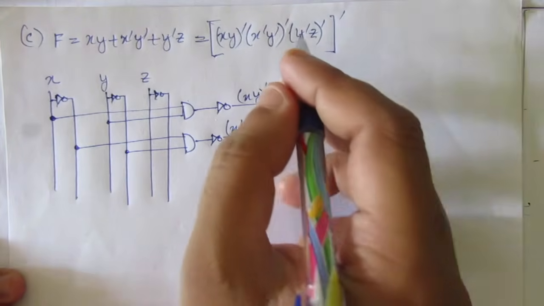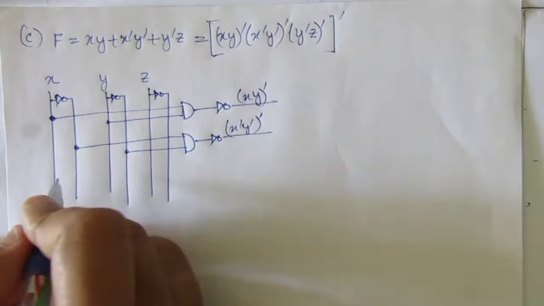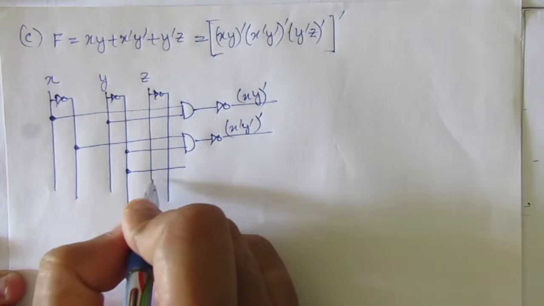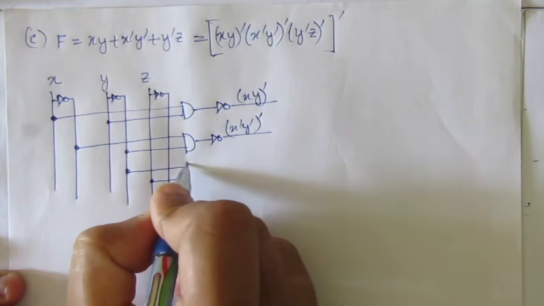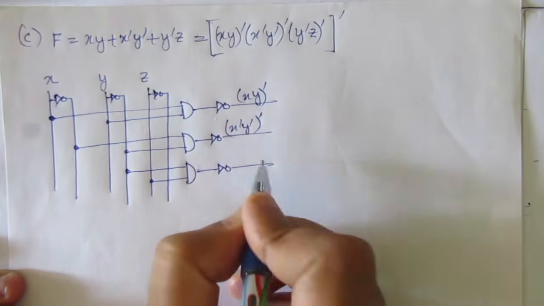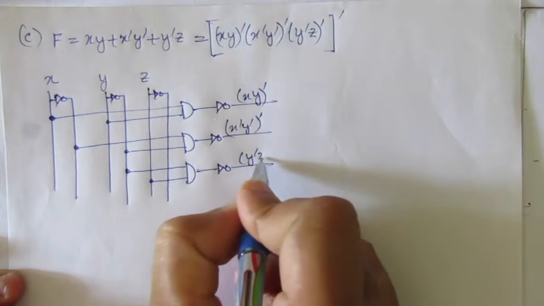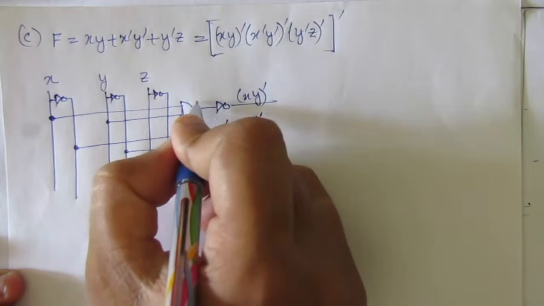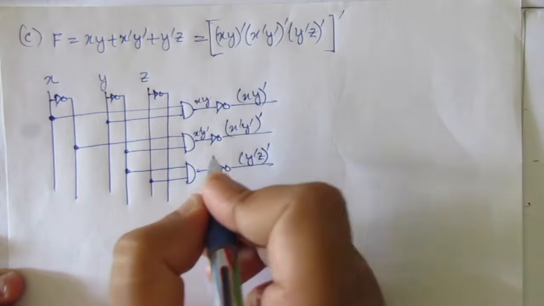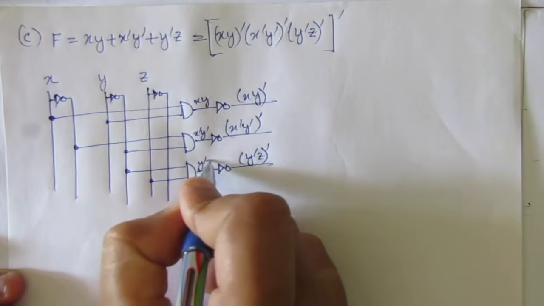Okay, then we have (y'z)'. Y bar is this one and z is this one. Use an AND gate and then use a NOT gate and we'll get (y'z)'. Here we can see that it is xy, it is x bar y bar, and we have y bar z.